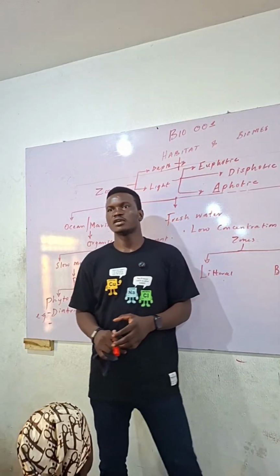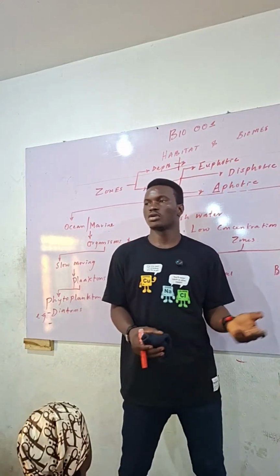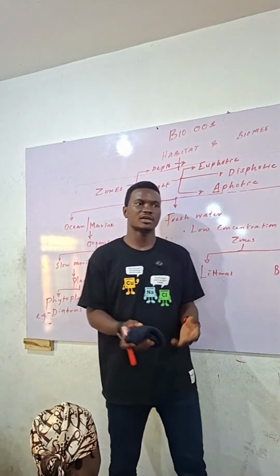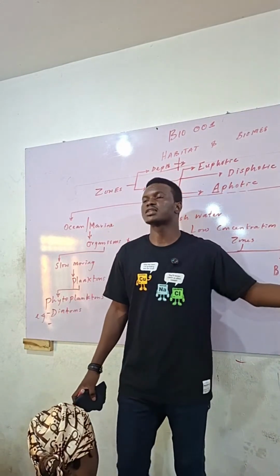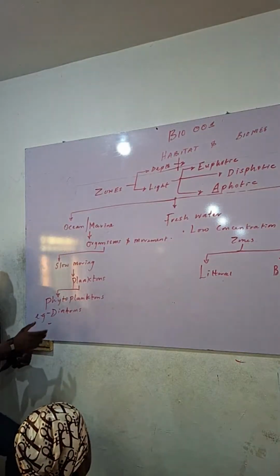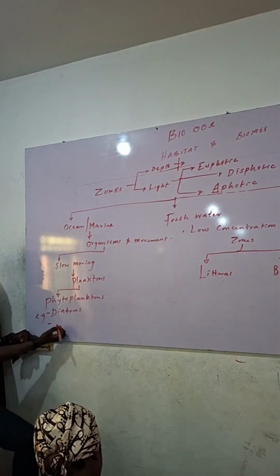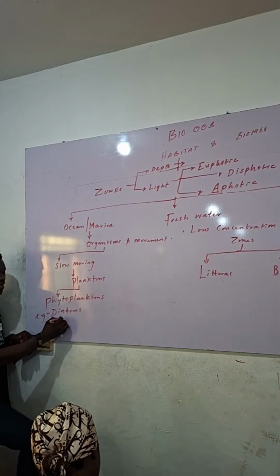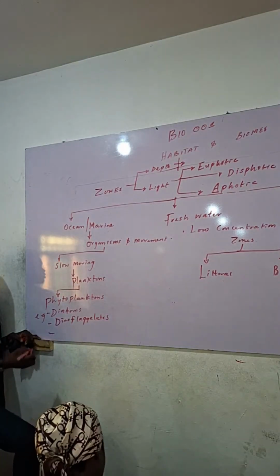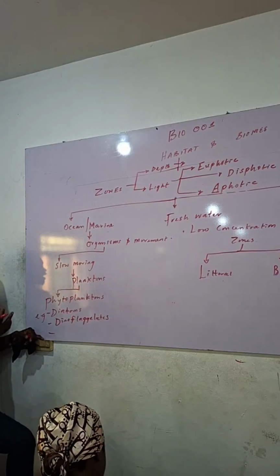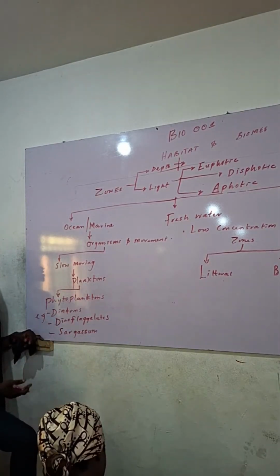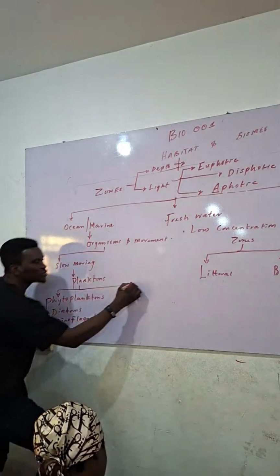Fresh water can be stagnant like your streams, your rivers, your ponds, your lakes. All those ones are your fresh water. But Bar Beach will still be categorized as an ocean. Is that taken? So you have the phytoplanktons: diatoms, dinoflagellates, and you have what they use to survive. We have sargassum. All these are examples of phytoplanktons. Then you have zooplanktons.